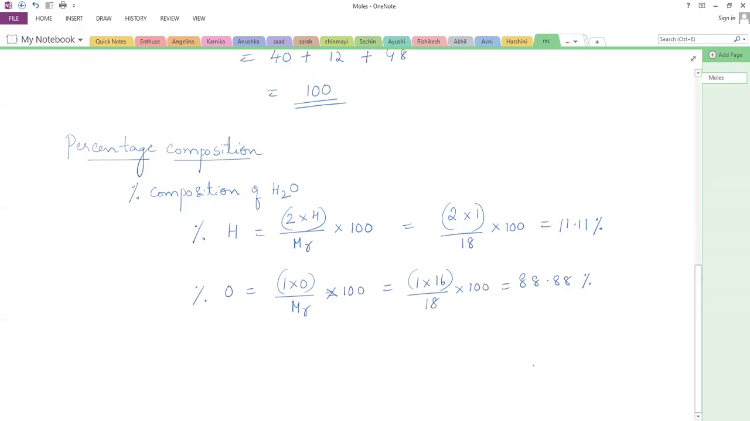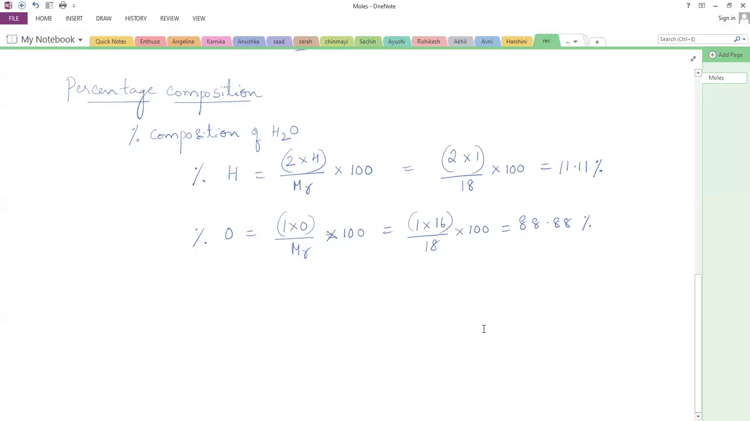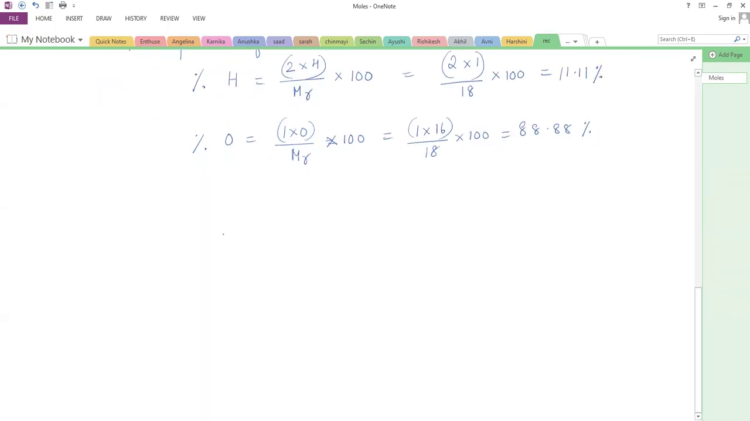Based on the question asked, you can find out for the whole compound, that means each and every element in it, or a particular element which is asked. So for example, if I want to find out question 2.